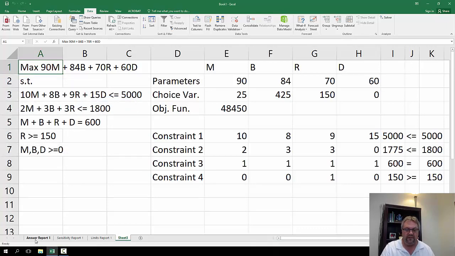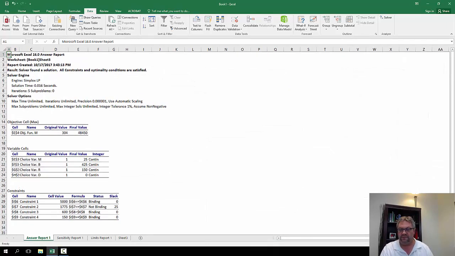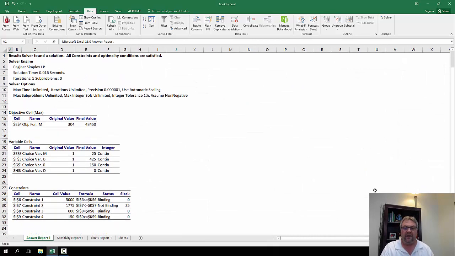All right, so my answer report. Okay, again, I'm not going to bore you with this. Same thing, right? Final value of my objective function. So I'm going to make $48,450 in profit. Final value of my choice variables.